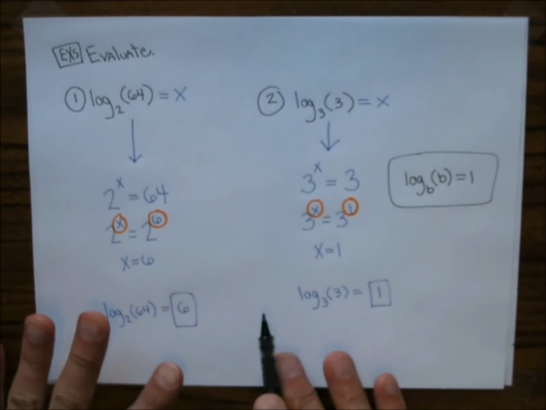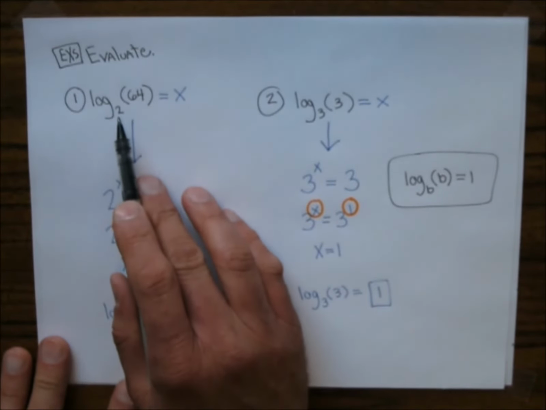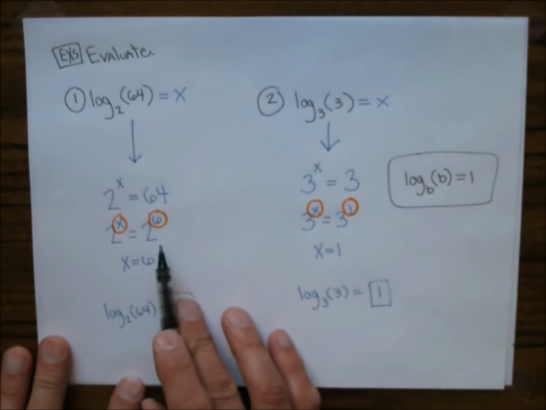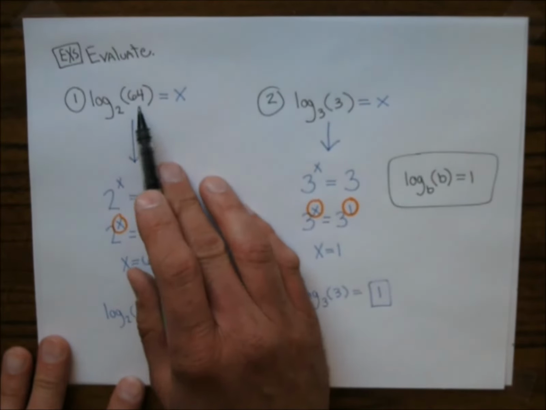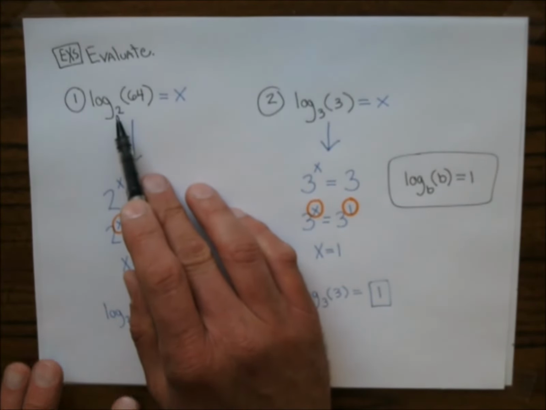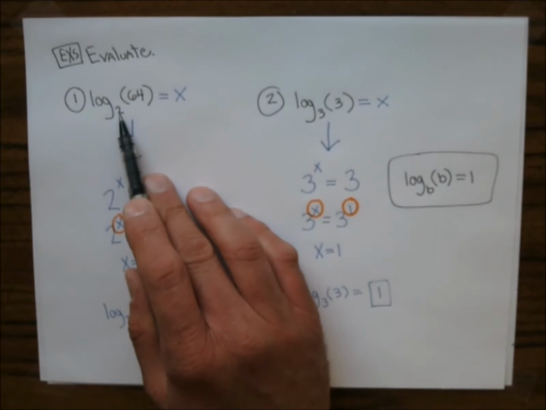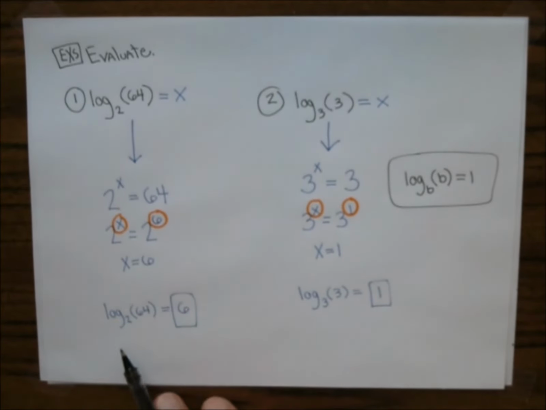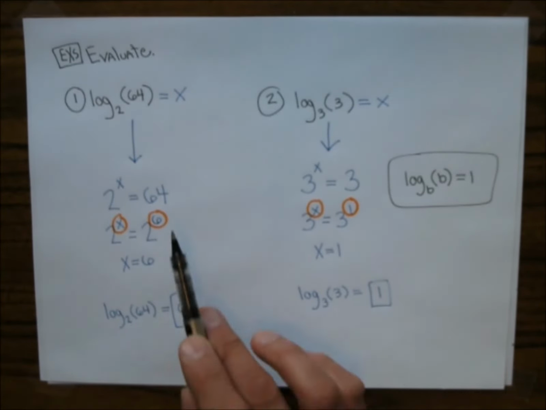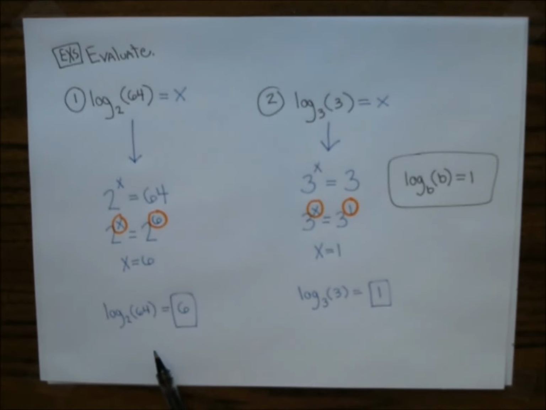Also, before we move off this page, another thing to note is that once you get better at this, you don't always have to do the problems this way. You can just in your mind say 2 to what power gives me 64, the 6th. And over here, 3 to what power gives me 3 to the 1. But there are some that are going to be a little more difficult than that. So this is why I'm showing you this way with the type 1 exponential equations.